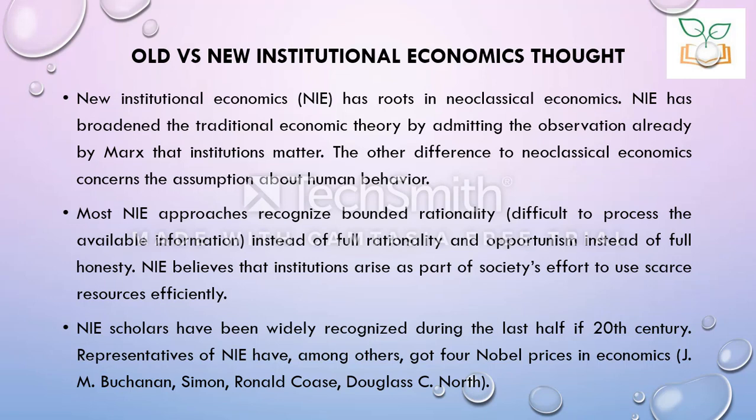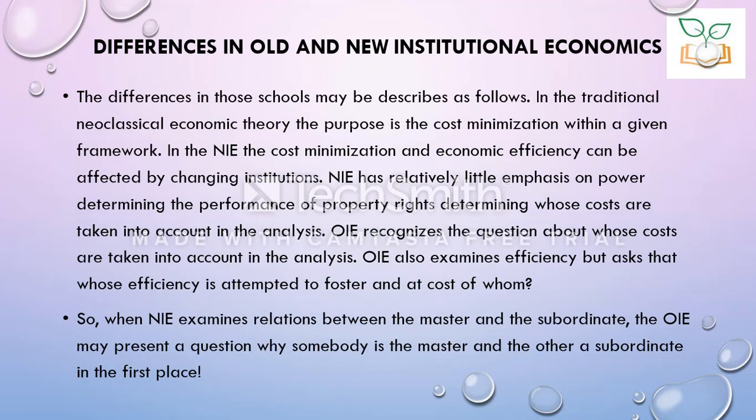New institutional economics believes that institutions arise as part of society's effort to use scarce resources efficiently. New institutional economic scholars have been widely recognized during the last half of the 20th century. Representatives of new institutional economics have, among others, received four Nobel Prizes in economics: G.M. Buchanan, Simon, Ronald Coase, and Douglas C. North. Now, what is the difference between old and new institutional economics?